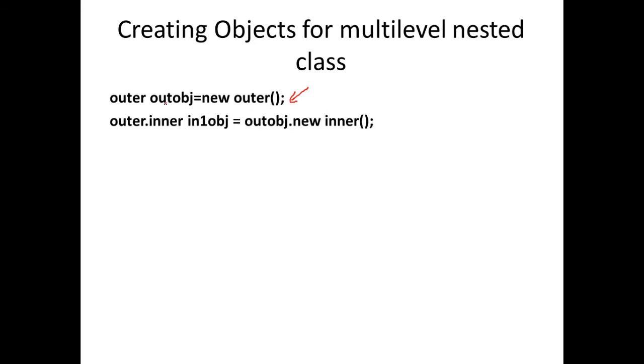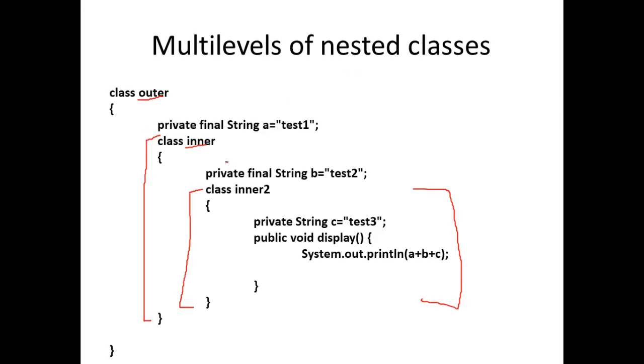And let's take a look at how to create objects for multi-level nested classes. It's the same usual way like how you create an object for the nested class. First you create an object for the outer class. Next you use this object and you create an object for the inner class. Say we are using the object of the outer class to create an object for the inner class. Now this inner class is an outer class, right? So you can very well see here this inner class is an outer class.